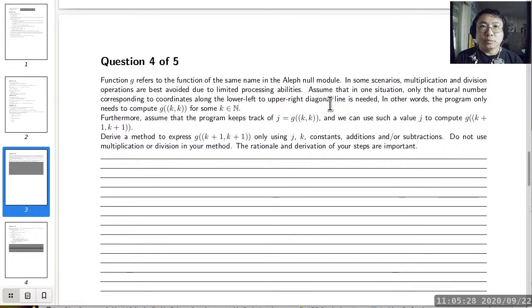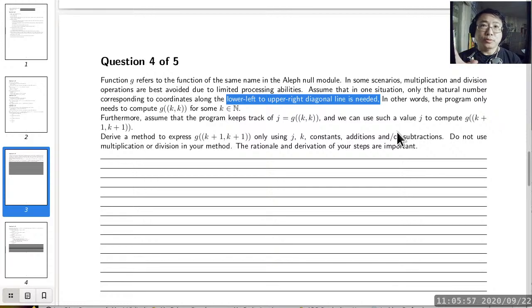So as a result, we want to be able to calculate the g function, but hopefully without using multiplication. So let me just continue to read. Assume that in one situation, only the natural number corresponding to coordinates along the lower left to upper right diagonal line is needed.